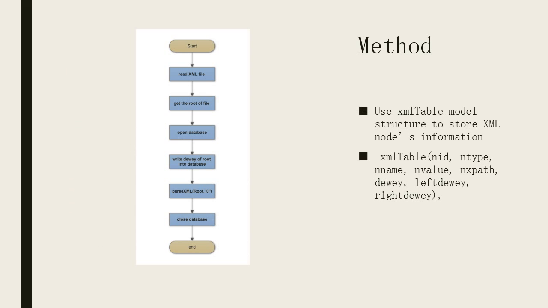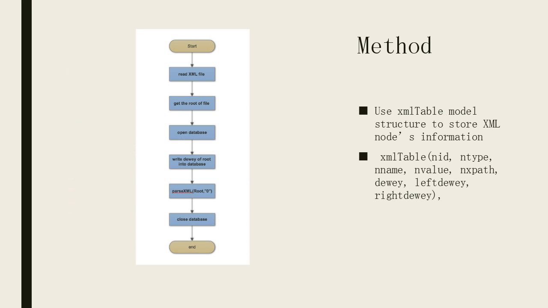In the CHAML table, we can see nid stands for node number, ntype for node type, nname for node name, nvalue for node value, and npath for the path route. Dewey stands for Dewey encoding, left Dewey for the Dewey encoding which is closest to the left brother node, and right Dewey for the Dewey encoding which is closest to the right brother node.